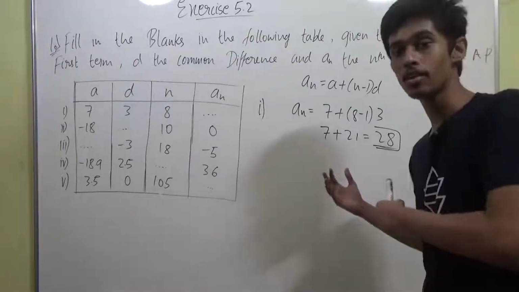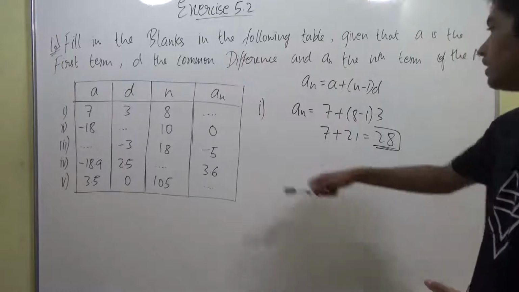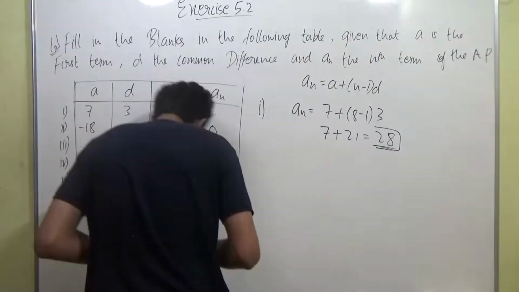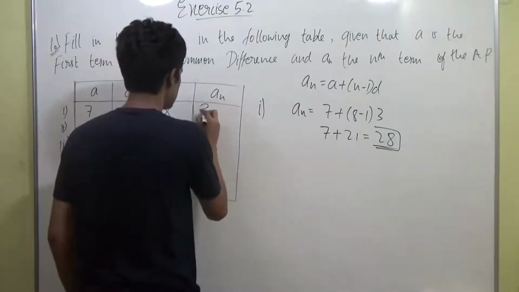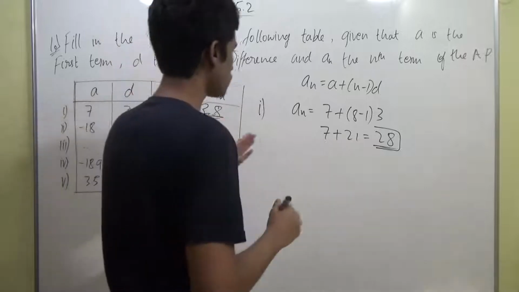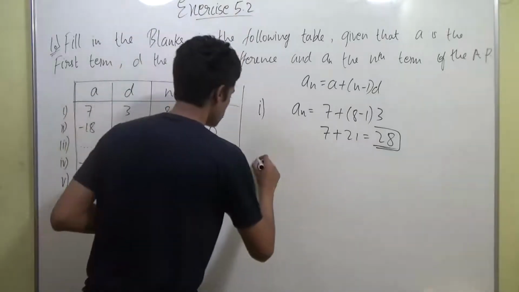See guys, how easily we got the value of an. It's as simple as that. So an equal to 28. an equal to 28. This was the value which we had to find. We found it. Now let's go to the second sub question guys.